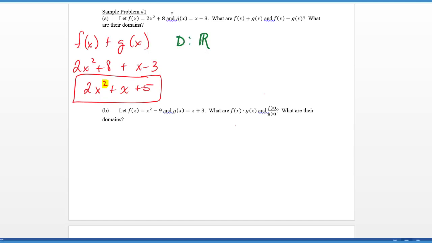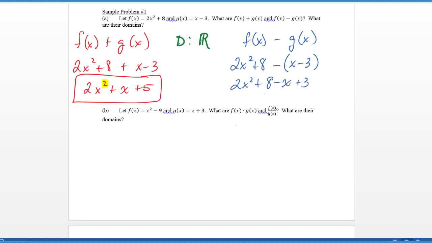Alright, now I'll do the subtraction part. So again, f(x) minus g(x). Now this is a little bit different from the standpoint of you can't simply just replace g(x). You have to make sure that you put that in parentheses because we're subtracting the entire function, and you have to distribute the negative before you can combine like terms. Okay, and you can see there our new function. Again, we're dealing with a quadratic, so our domain for the second part here is all real numbers.